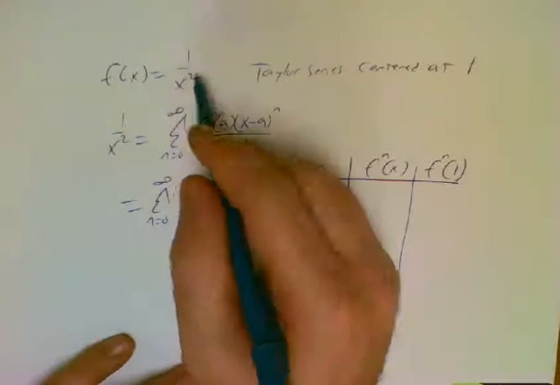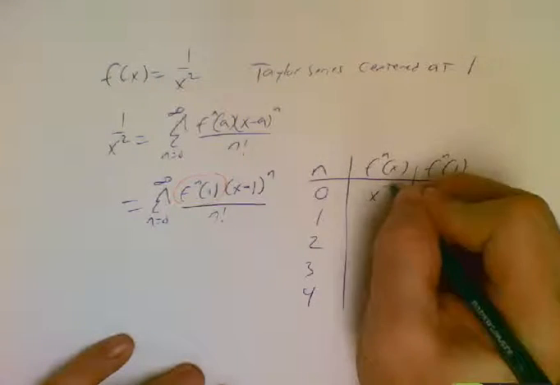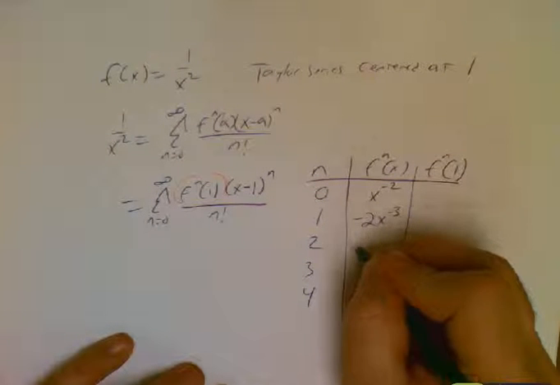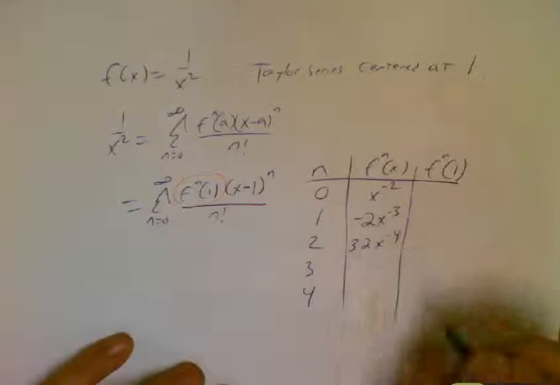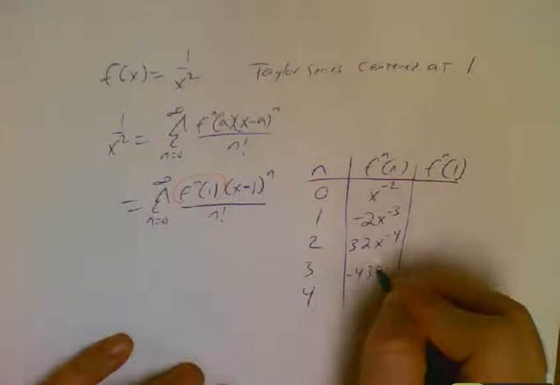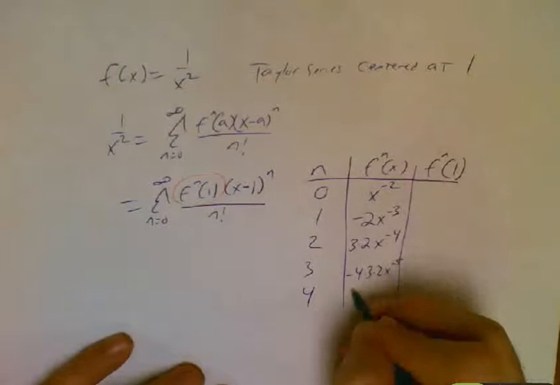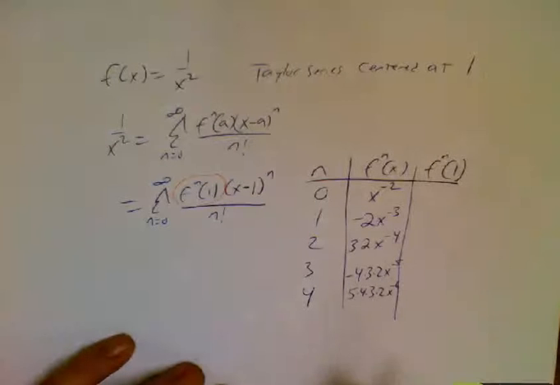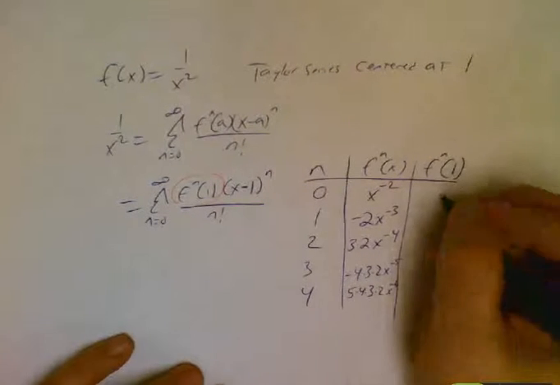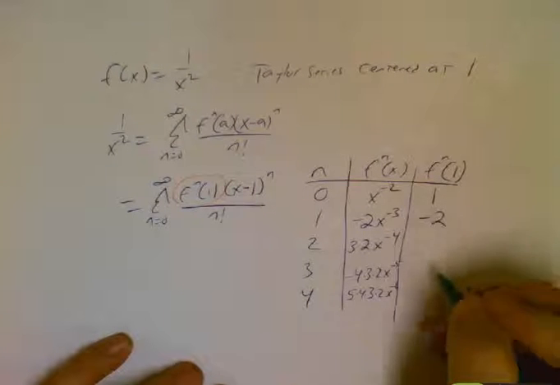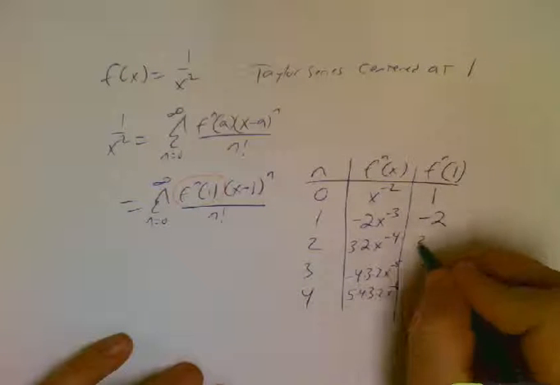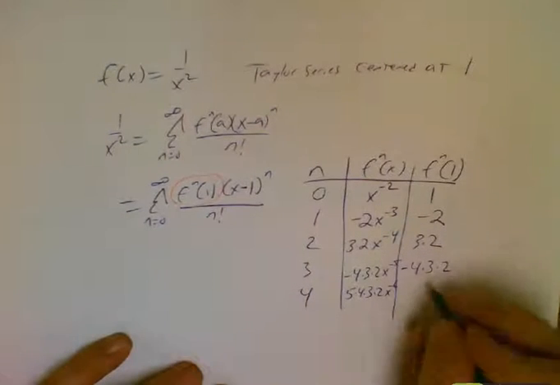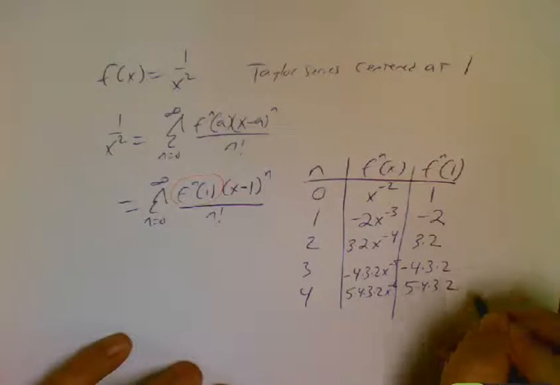So our function is x to the negative 2. The derivatives are negative 2x to the negative 3, positive 3 times 2x to the negative 4, negative 4 times 3 times 2x to the negative 5, positive 5 times 4 times 3 times 2x to the negative 6. Okay, if I plug in 1, I get 1, negative 2, 3 times 2, negative 4 times 3 times 2, and then positive 5 times 4 times 3 times 2.